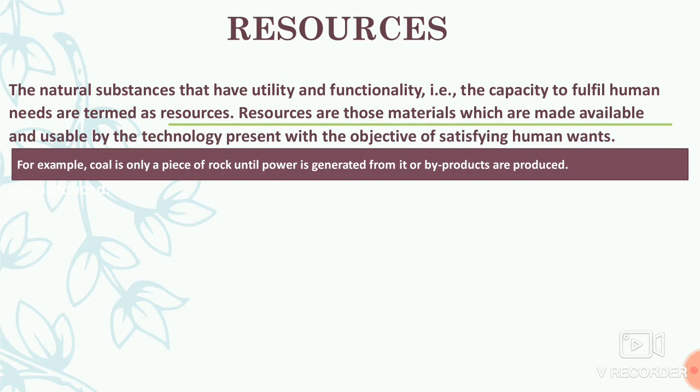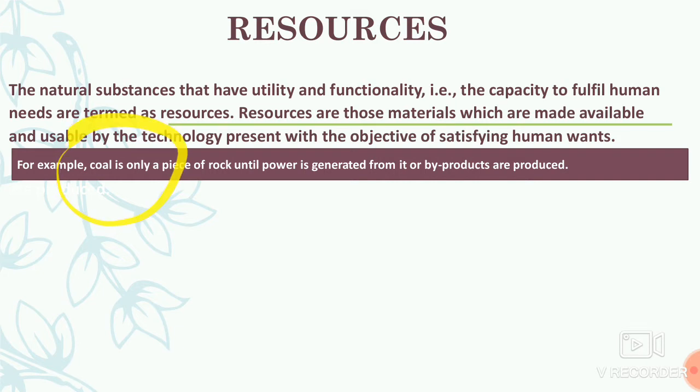Resources. The natural substances that have utility and functionality, means the capacity to fulfill human needs, is termed as resource. I told you, everything which is available in our environment that satisfies our needs is a resource. So resources are those materials which are made available and usable by the technology present with the objective of satisfying human wants.